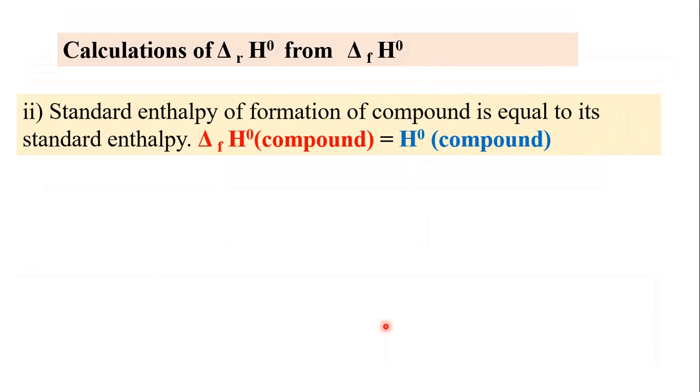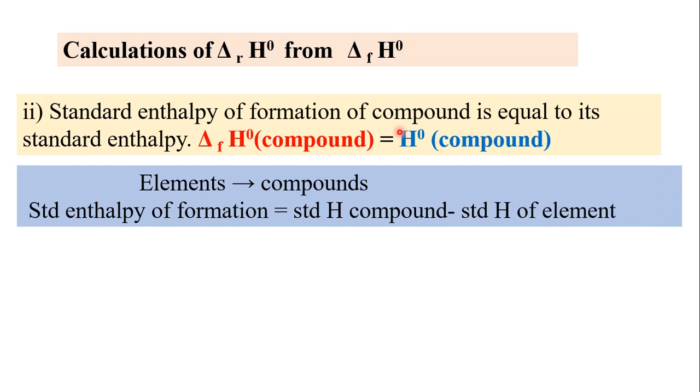The second condition is that the standard enthalpy of formation of a compound is equal to its standard enthalpy. That means the standard enthalpy of formation of any compound is equal to the standard enthalpy of that compound. How, that we will see. Now you know that when elements get converted into a compound in their standard state, the enthalpy change is known as the standard enthalpy of formation.